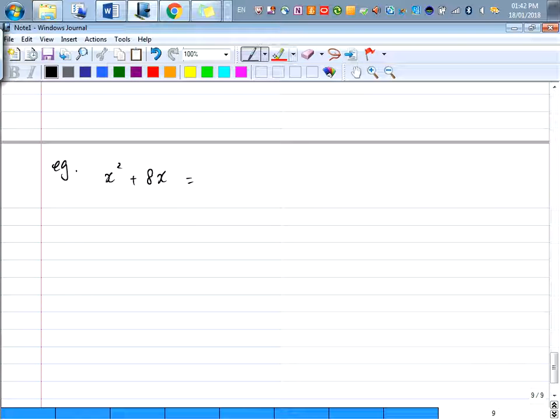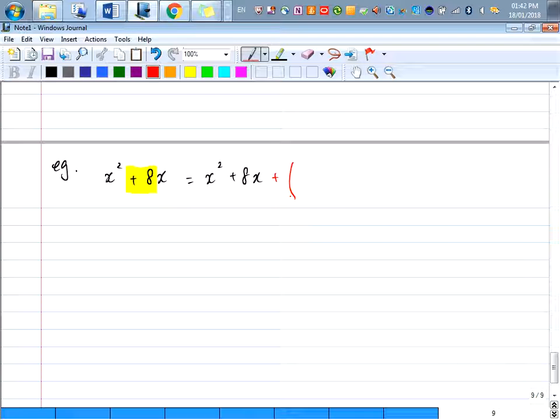First, we identify the coefficient of x. What is the coefficient of x? 8. It is a positive 8. So over here, I will take x squared plus 8x. I don't change anything yet. Now I will add in the missing piece. What is my missing piece?